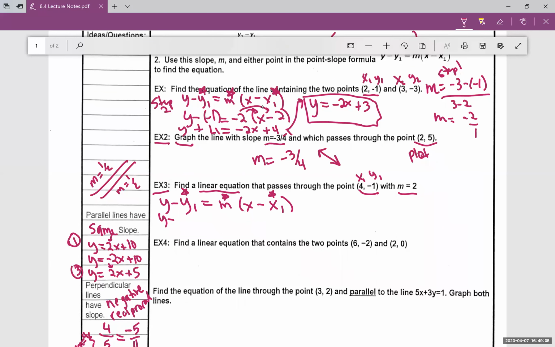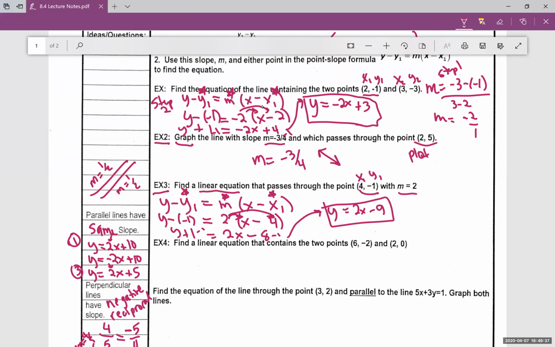y minus negative 1 is equal to m, which is 2, times x minus 4. So this becomes y plus 1 equals 2x minus 8, if I distribute there. And then subtracting 1 from both sides, I think I will have my answer. y equals 2x minus 8 minus 1, which is minus 9. Okay? So that would be the linear equation.